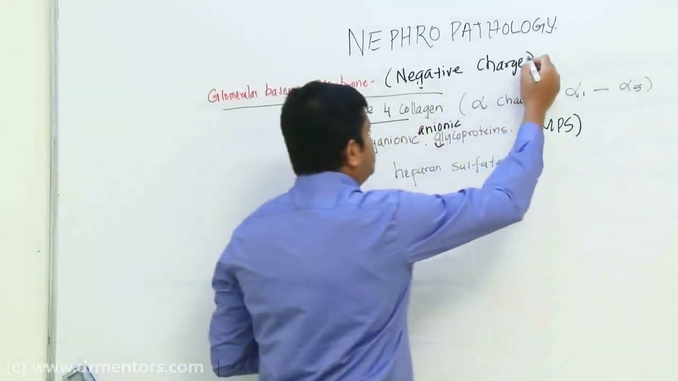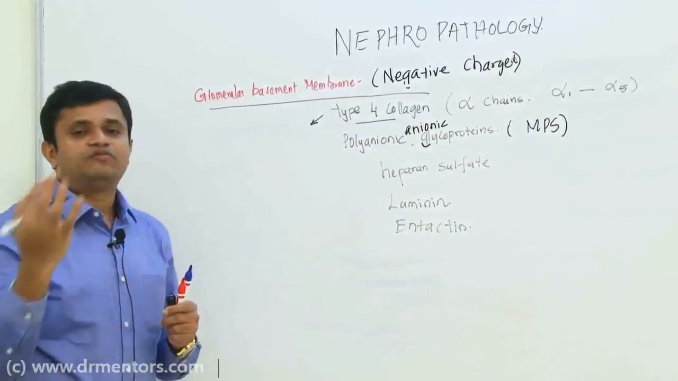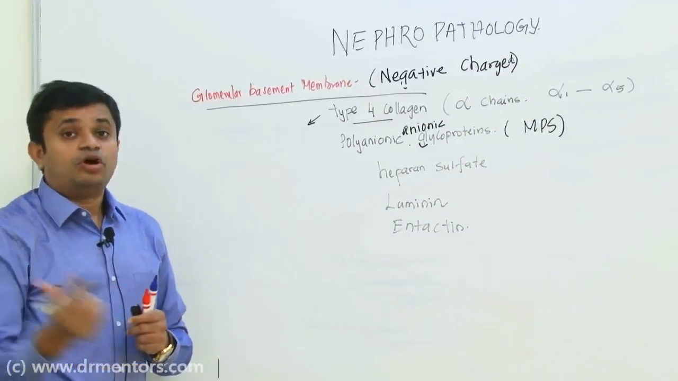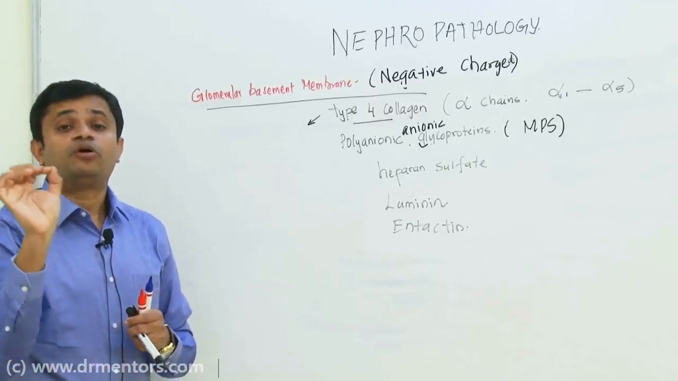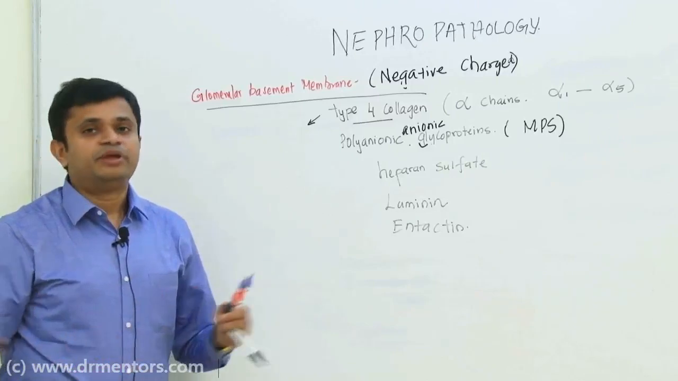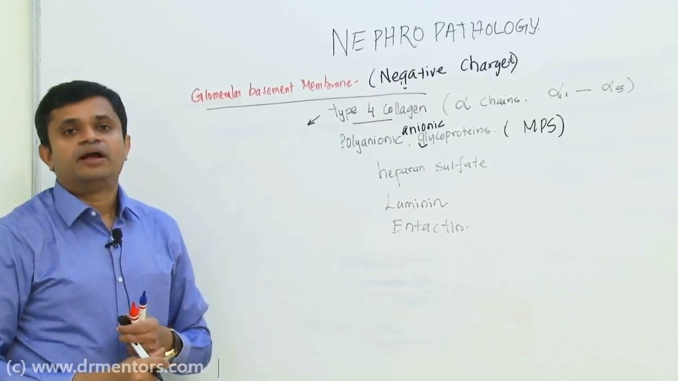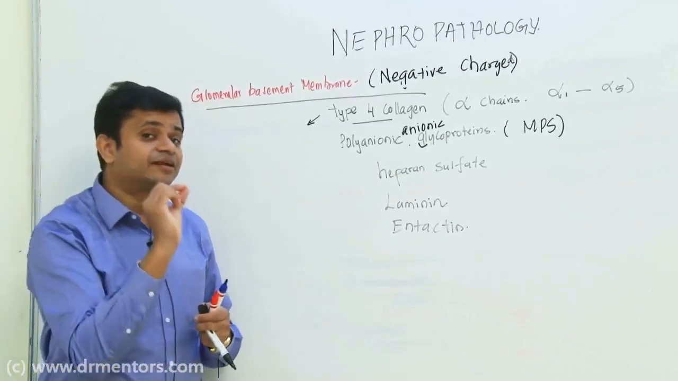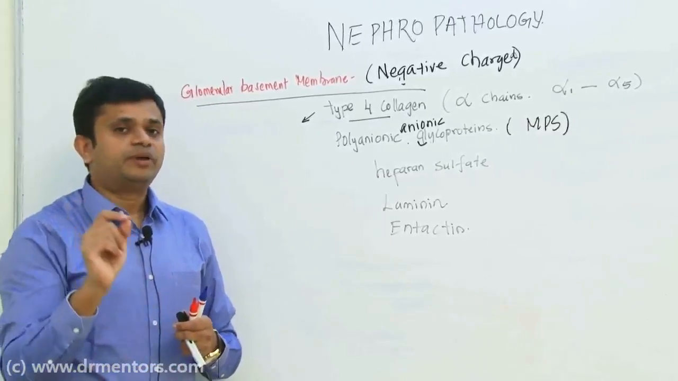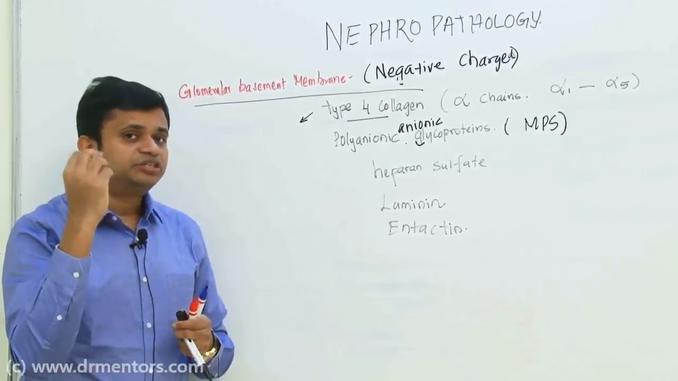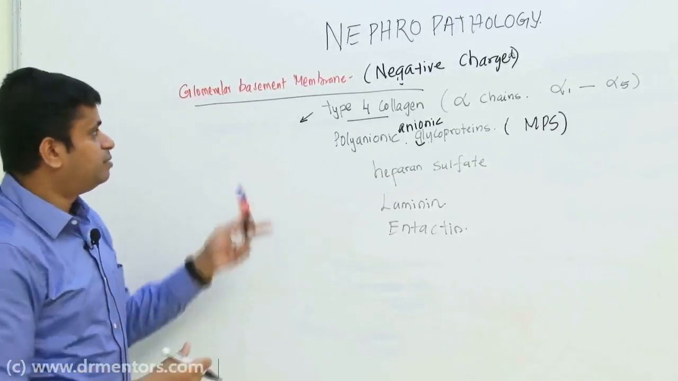So why is it negatively charged? It is mainly to prevent the filtration of albumin. The opposite is very much true. People who have any loss of polyanionic glycoprotein, like in minimal change disease, do have a profound loss of albumin, which we call selective albuminuria. So keep in mind, the negative charge is basically protecting the patient from the loss of albumin.